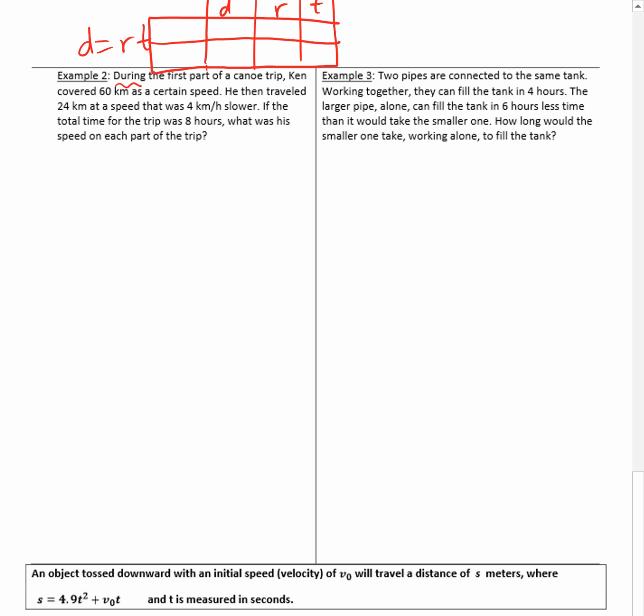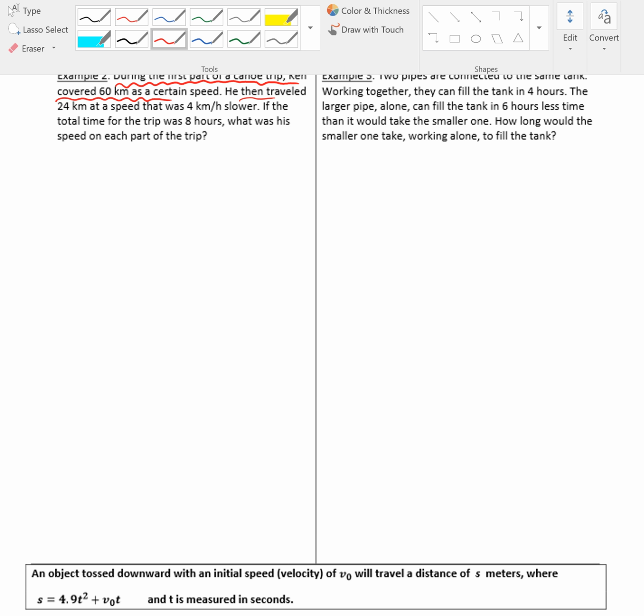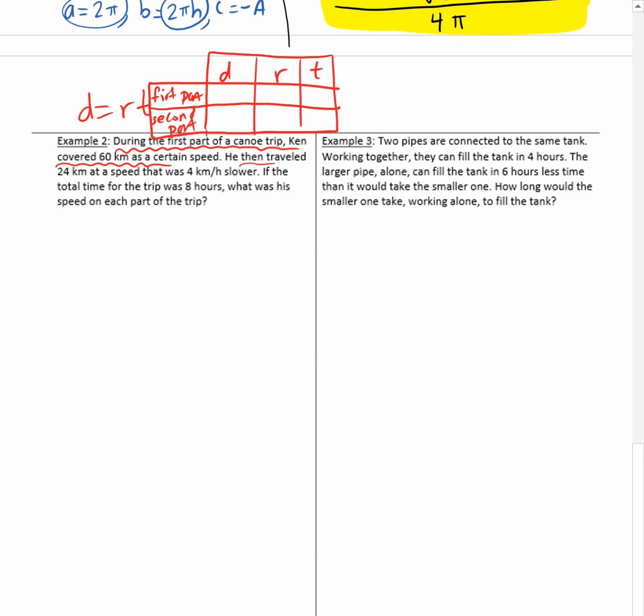Notice in this problem they say, during the first part of his canoe trip, Ken covered this many kilometers, and then he traveled blah blah blah. So I'm going to label these first part of the trip and second part of the trip. Then you want to start filling things in. If you go back to those sections before where we talked about distance, rate, and time, the first thing we said was they should just give you either the distances or the rates or the times. So when you scan through this problem, they say he covered 60 kilometers on the first part of the trip, and then he covered 24 kilometers on the second part. So it looks like the distances is what they just gave us, right?